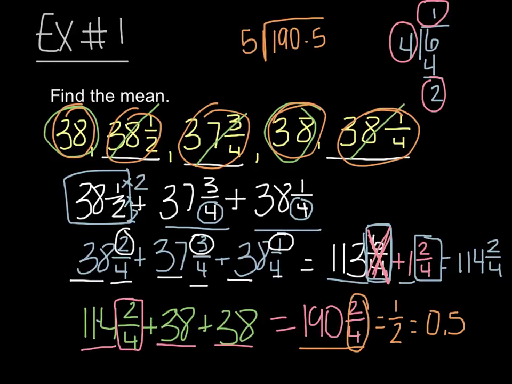And I can go ahead and just divide like normal. Don't forget to bring that decimal straight up. And our mean is 38 1/10.